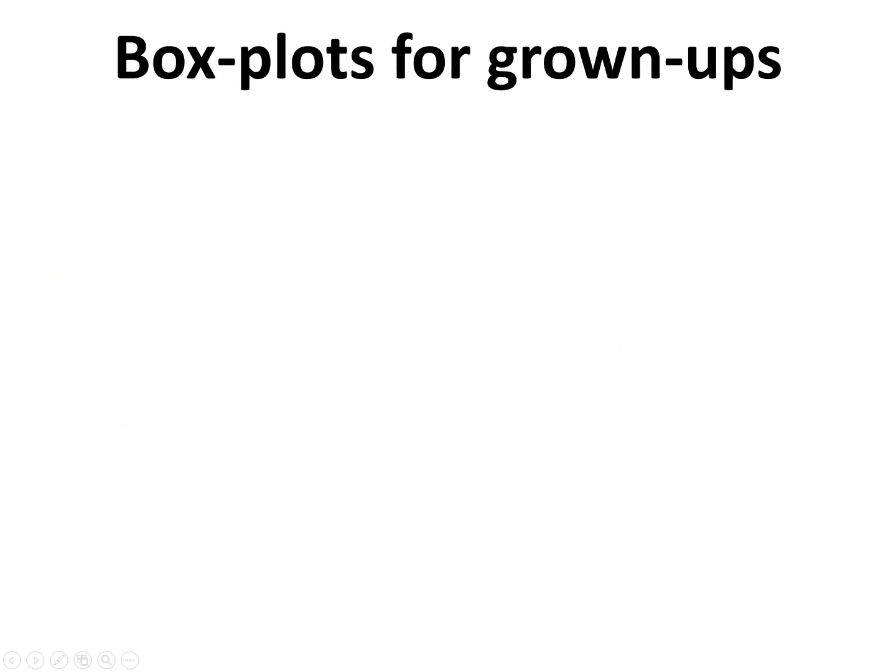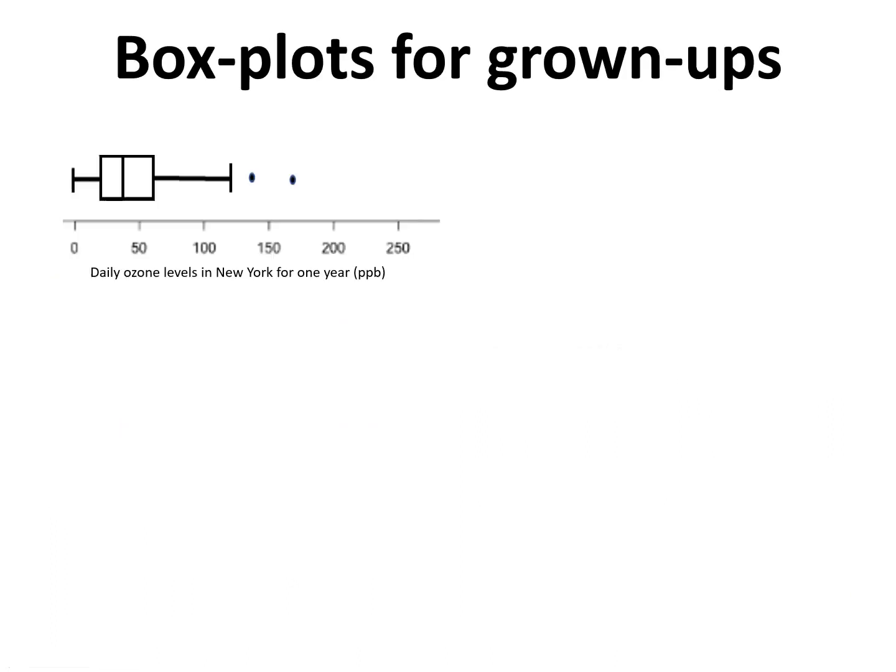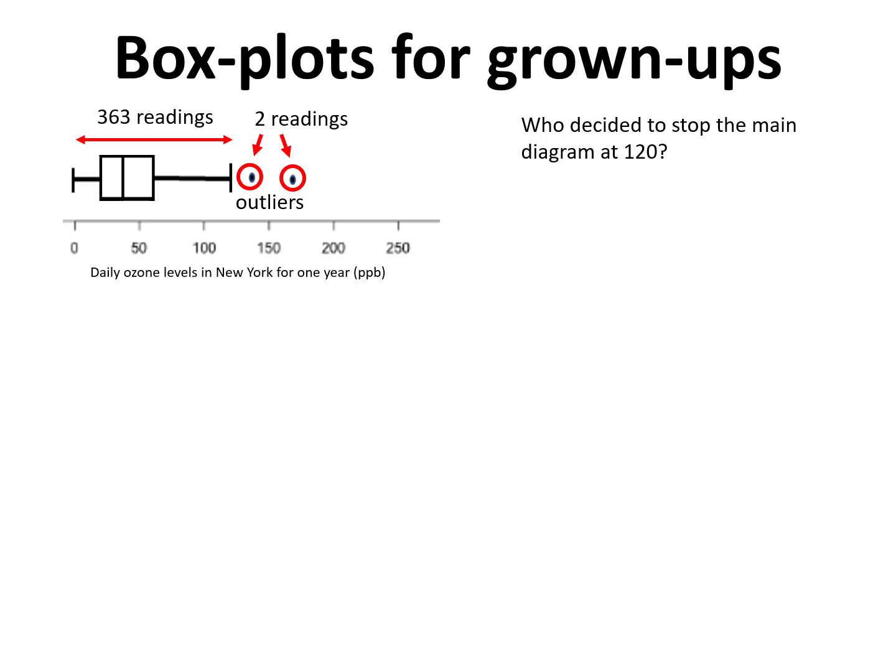So let's take a look at box plots for grown-ups. Here's the box plot we started off with. These 2 dots up here represent just 2 days out of the year. So these are our outliers. 363 of our readings are down there, just 2 of them are up here. Who decided to stop the main diagram at 120? The answer is a man called John Tukey.